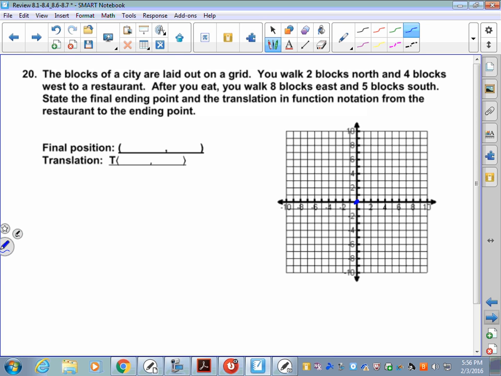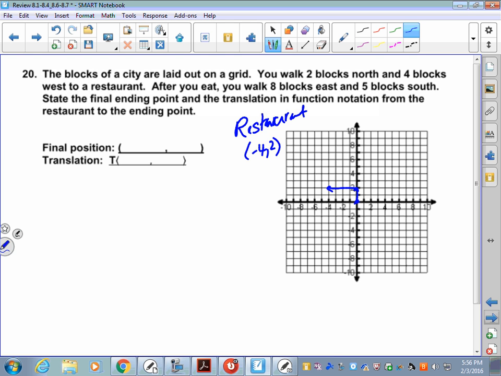Think of your grid like a coordinate plane. We're going to start at the origin, 0, 0. Since you walk 2 blocks to the north, that means I went up 2, and then 4 blocks west, so that means to the left 4. So the restaurant right now is at the point negative 4, 2.